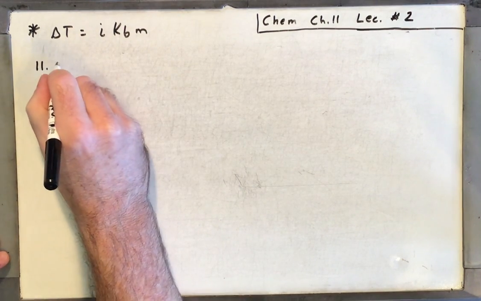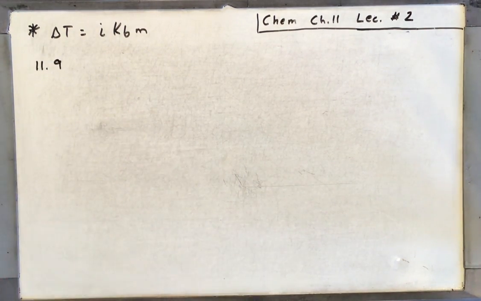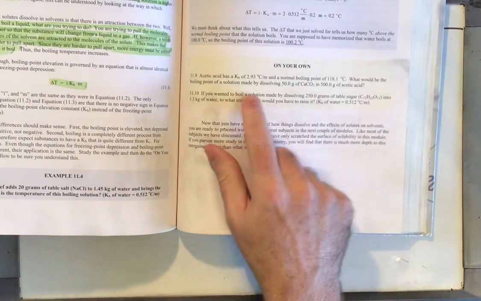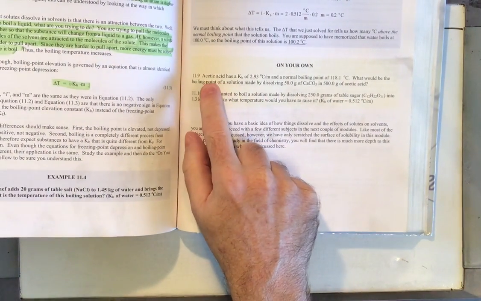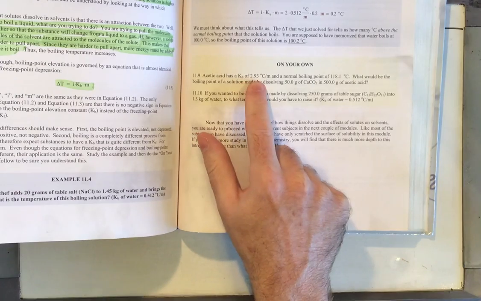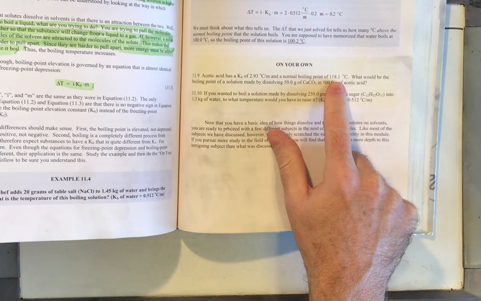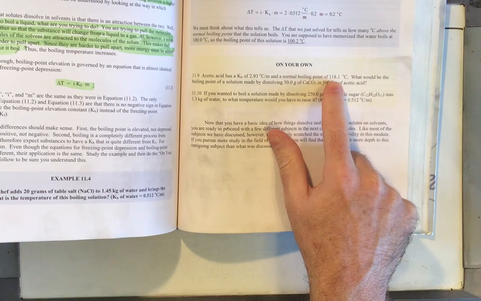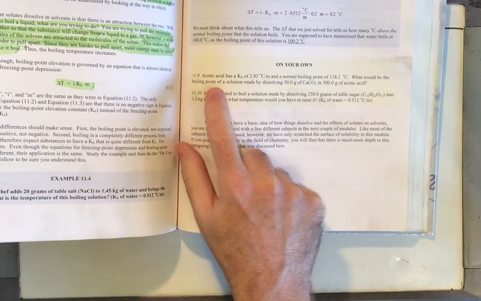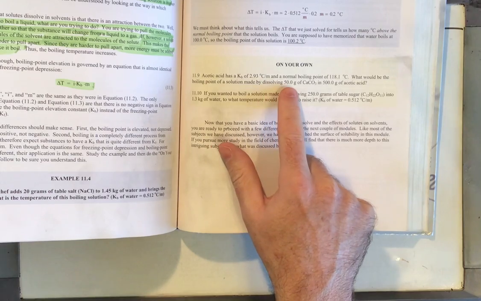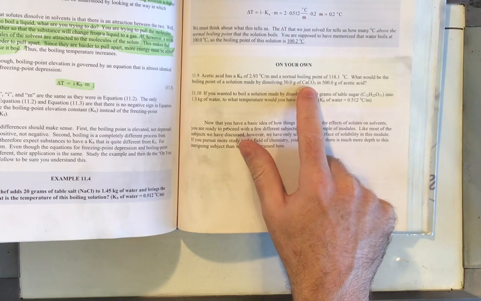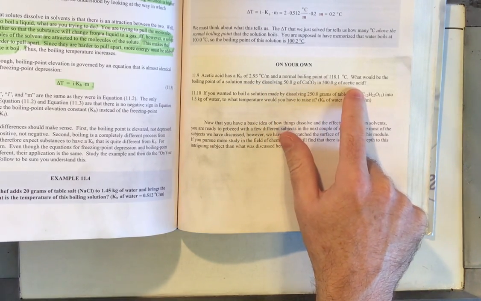Look at 11.9. All right, 11.9. It's one page over, so page 375 says acetic acid has a K sub B of 2.93, a normal boiling point of 118.1 degrees C. Need to remember that. What would be the boiling point of a solution made by dissolving 50 grams of calcium carbonate in 500 grams of acetic acid?